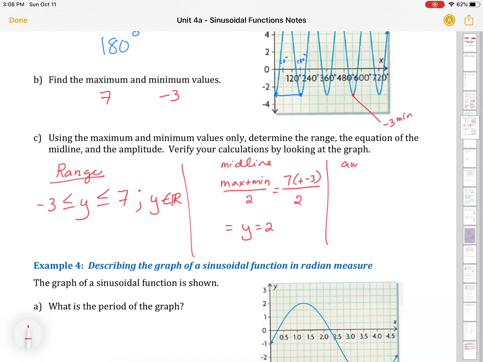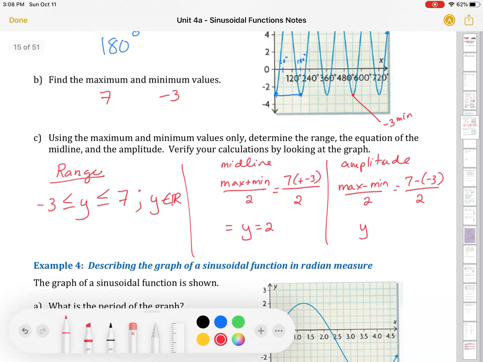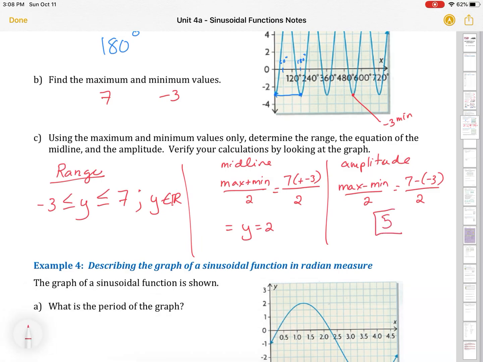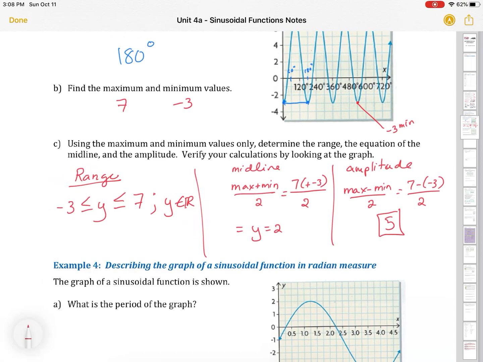Okay? And then our amplitude. We've got enough to do it. Amplitude, very similar. It's max minus min over 2. So 7 minus a -3 over 2. Well, minus a negative is plus a positive, and it's not a y equals, it is just a number. So it would be 5. Okay, so our amplitude is 5.